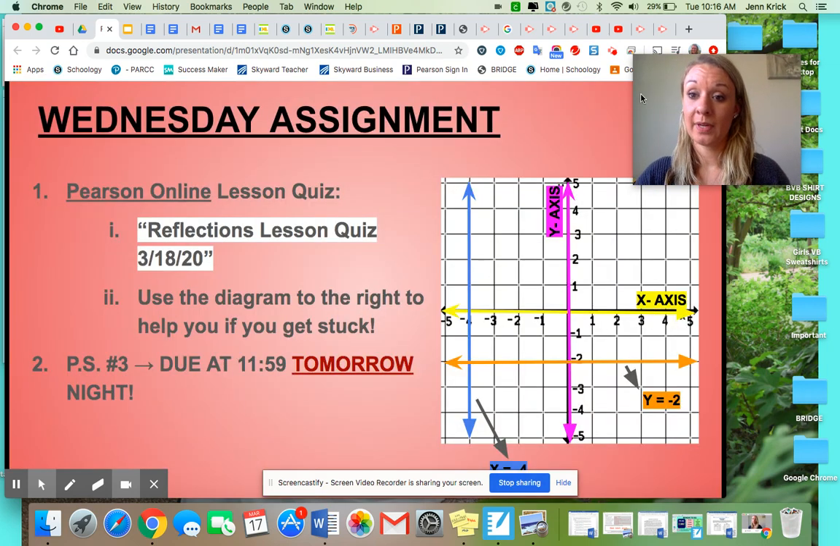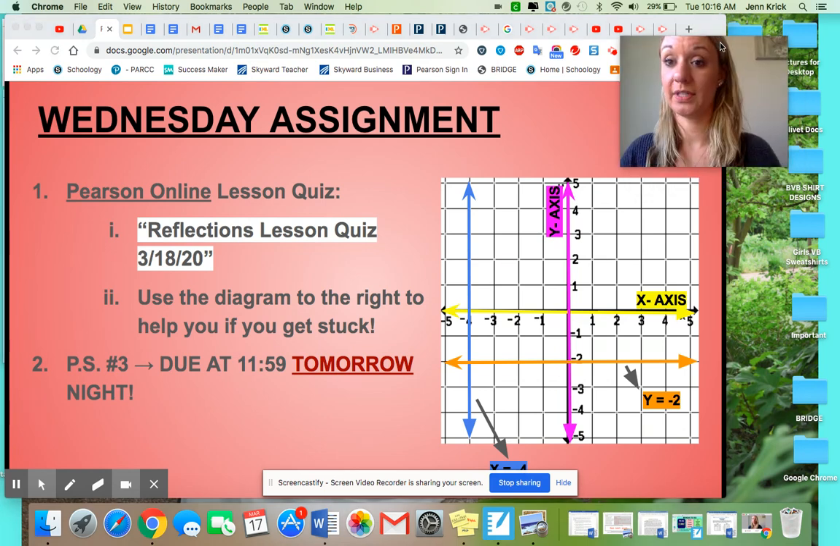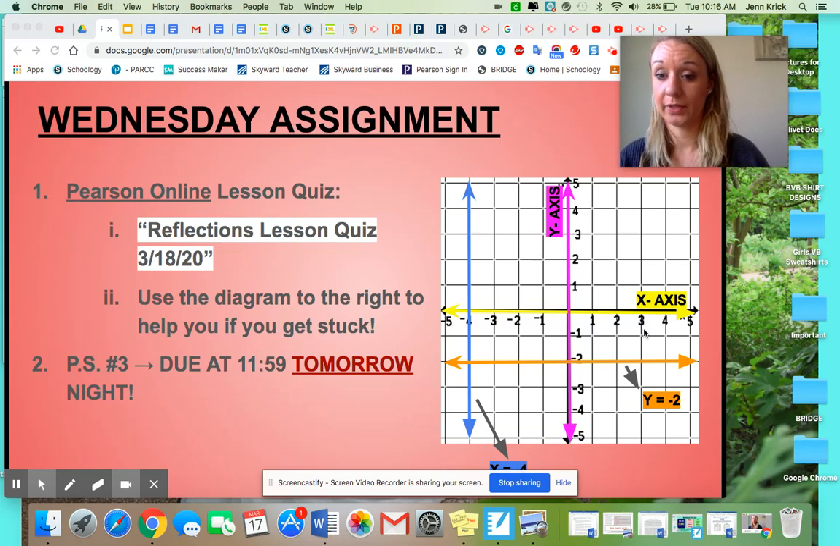Okay, so here's your Wednesday assignment. Pretty simple, very similar to yesterday. You have a Pearson online lesson quiz. It's called Reflections Lesson Quiz 31820. A good idea for you is to keep this diagram up while you're doing that quiz. Let me explain what the diagram looks like. It tells you the different components of the graph and the different lines of reflection.